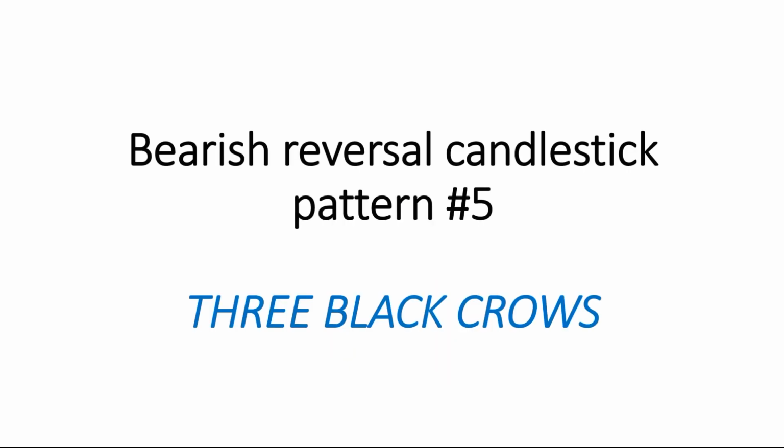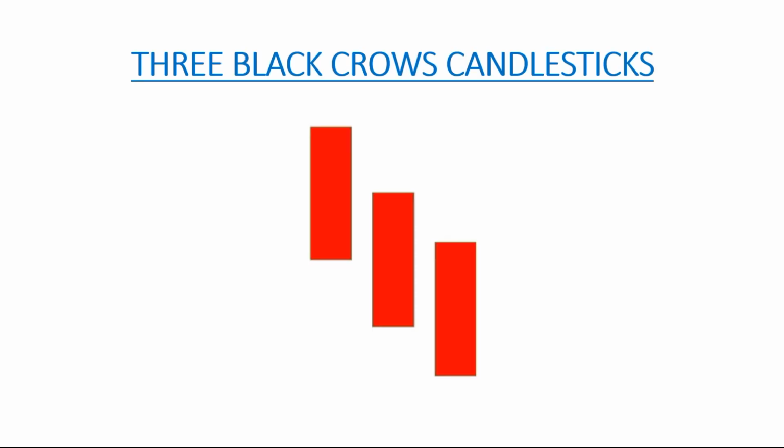Now let's jump ahead to bearish reversal candlestick pattern number 5, the 3 Black Crows. The 3 Black Crows pattern consists of 3 long-bodied bearish candles that open within the previous candle's real body, meaning with a gap up, and close lower than the previous candle. The candles also do not have long wicks at all.